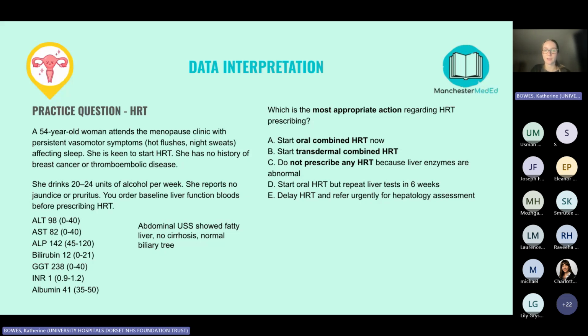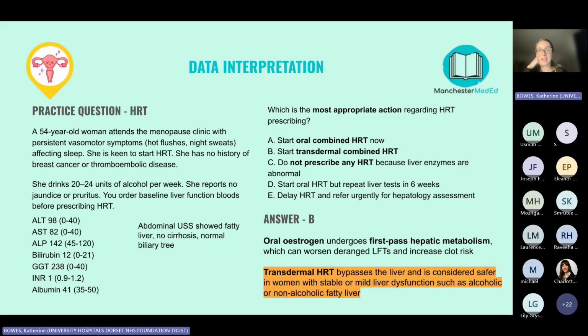Okay, we've got lots of answers, that's great. So here I put B, transdermal combination HRT. Like we've talked about, transdermal is preferable if you're worried about any of the side effects of HRT. It will bypass the liver, and it's considered safer if there's some mild liver dysfunction. I think you'll find that non-alcoholic fatty liver disease is quite common in the demographic that would be requiring HRT. So this is probably quite a relevant question, hopefully.